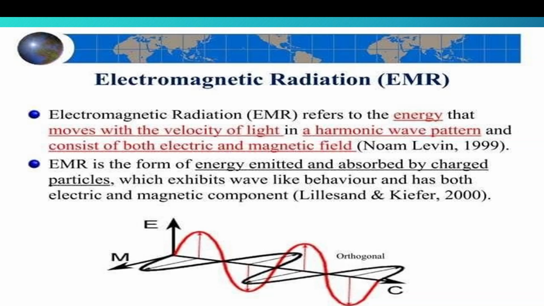And the wave components, as the diagram illustrates, show how the electric, that is E, and the magnetic, M, fields are orthogonal, at right angles to each other as the wave moves forward. So EMR is essential for remote sensing as it interacts with surfaces differently based on its wavelength and frequency, allowing us to study Earth's features using satellite data.